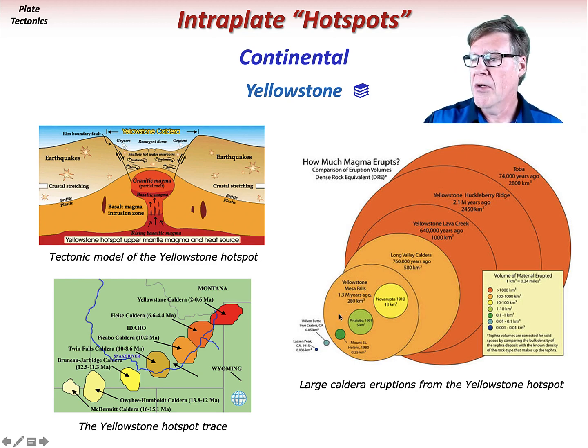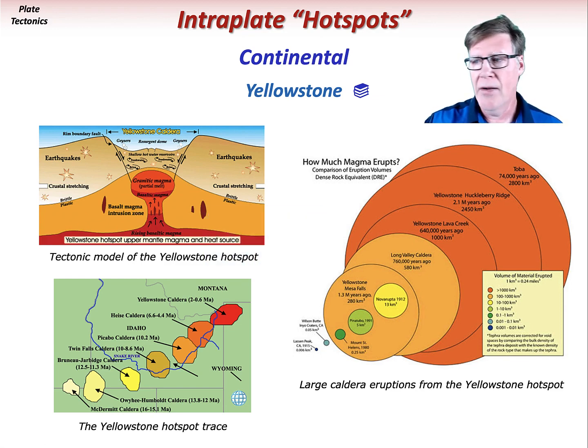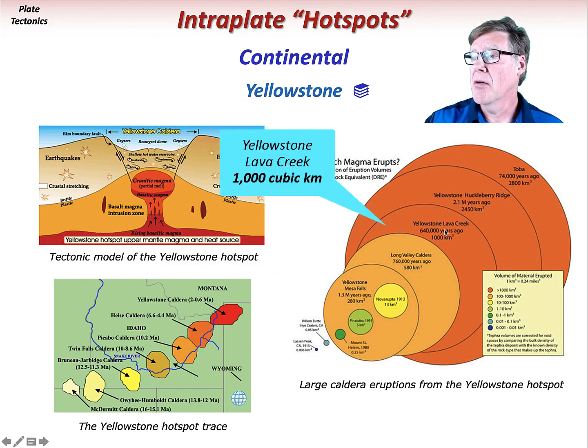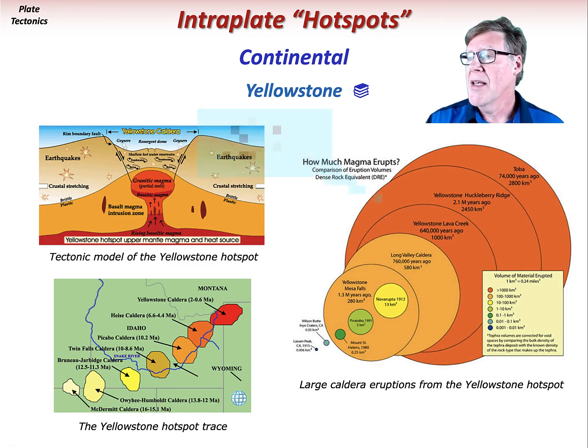Well, some of these other eruptions have happened through time, and Yellowstone is just one area where this has occurred. A million years ago, the Mesa Falls eruption, 280 cubic kilometers, 280 times or more that of Mount St. Helens. You look at the Lava Creek eruption 600,000 years ago. That was 1,000 cubic kilometers. Look at the Huckleberry Ridge one 2 million years ago. That was 2,500 cubic kilometers. Massive eruptions, none of which have ever happened during recorded history, and it's a good thing. This big one here is Toba. That was in the southwestern Pacific 75,000 years ago or so.